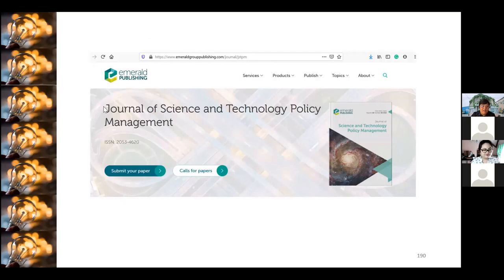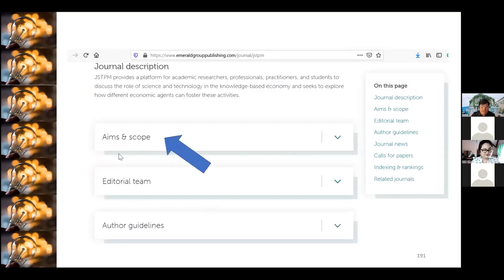Then, the next thing that I will be doing, I will be checking the aims and scope so that I have an idea whether the topic that I want to publish is similar with the journal. So I look at what their aims are, what the scope is, and what kinds of paper they accept. That's one of the things I always consider, so that when I submit, there is less possibility of rejection because of the topic or the scope of my paper.